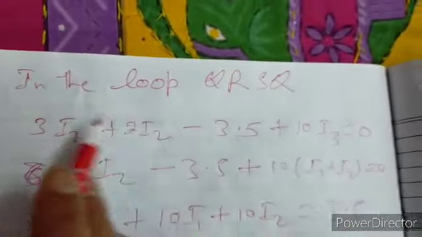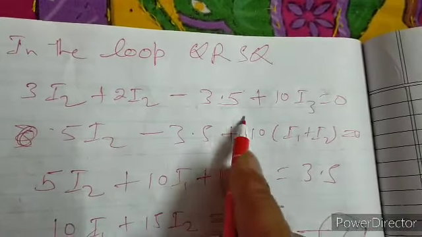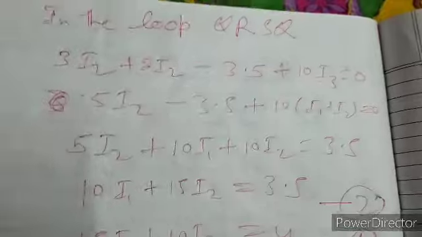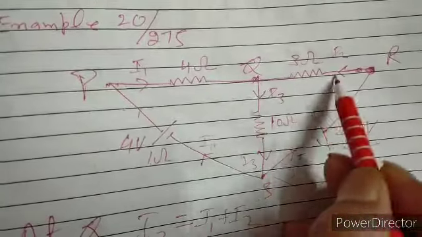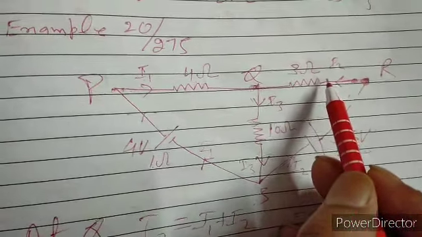QRSQ. Okay, in this loop QRSQ: 3 I2 plus 2 I2 minus 3.5 plus 10 I3 is equal to 0. We are moving in this direction from Q to R. Current is coming from the opposite direction. Therefore, we have to take plus 3 I2.